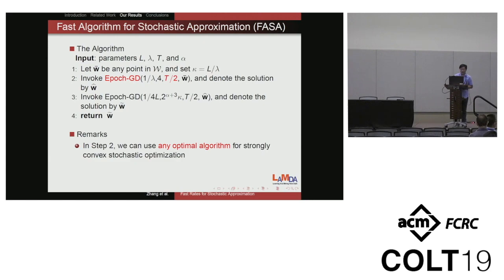The key step is step 3. In step 3, we invoke epoch GD again, but this time, we use W hat as the initial solution.